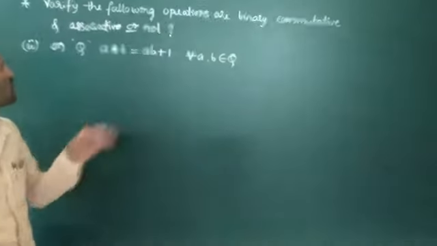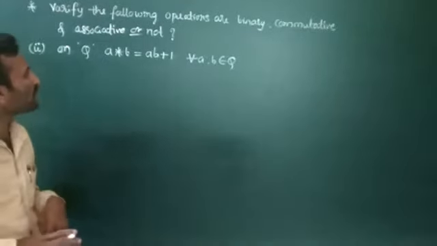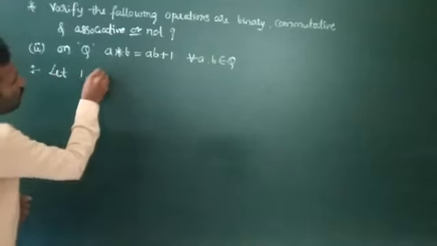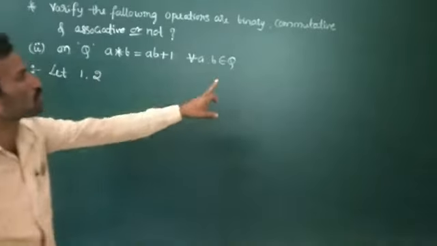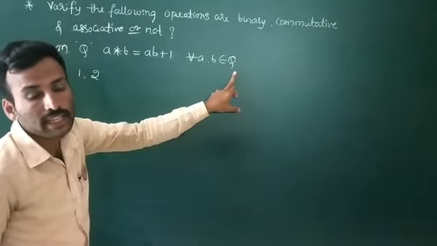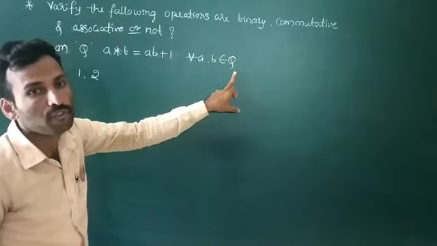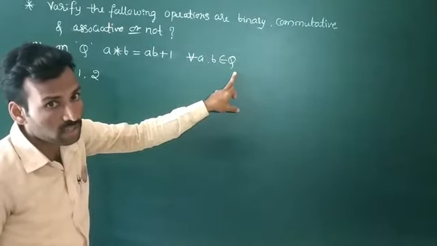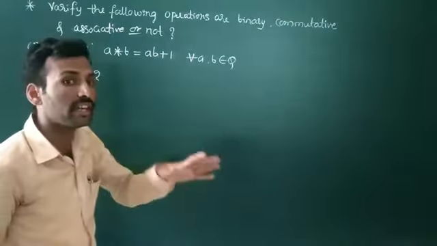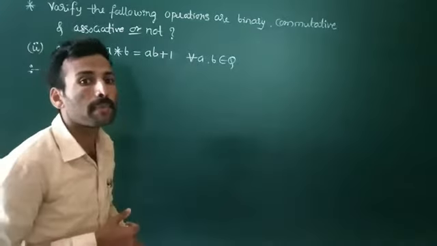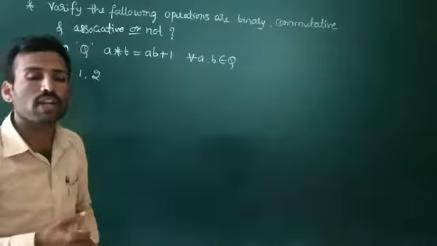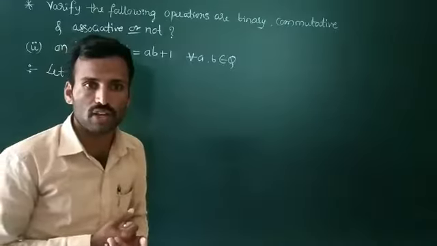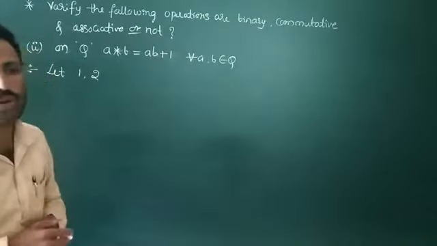Next problem, please. On rational numbers, that is on Q, A star B is equal to AB plus 1 for all A and B elements of Q. Let's consider any two elements, that is 1, 2. 1, 2 is also an element of Q because any rational number can be represented in the form of natural numbers or integers. How is it? 4 by 2 is a rational number, it is also a natural number, also a positive integer. Minus 6 by 2 is a rational number that can be represented as a negative integer.